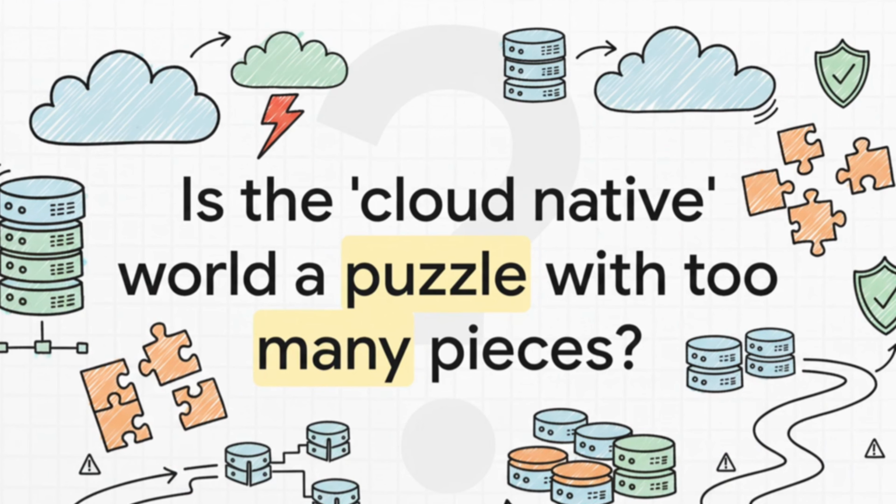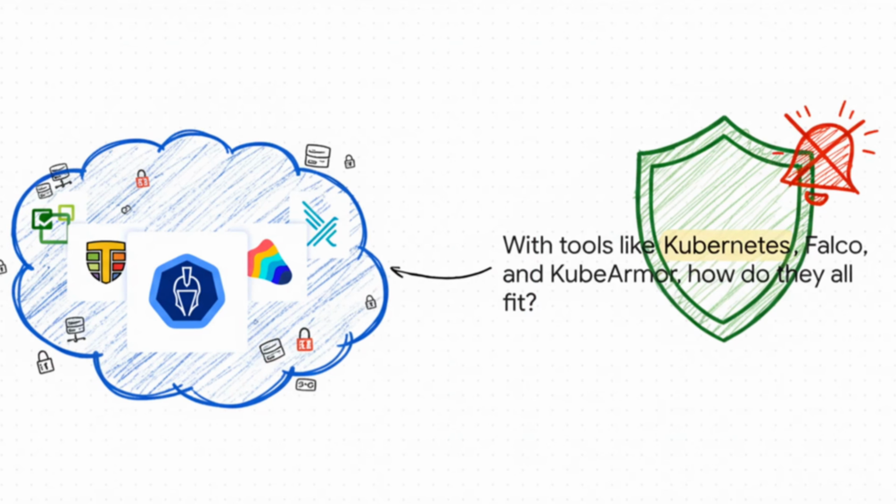So, have you ever looked at the whole cloud-native landscape and just thought, wow, that is a lot? If you have, trust me, you are not alone. It really can feel like you're trying to solve a puzzle with 1,000 tiny pieces. I mean, you see all these logos and projects flying around. Kubernetes, Falco, KubeArmor, the list goes on and on. They're all super powerful on their own, for sure. But the real question is, how in the world do they all fit together? You know, where does one tool's job end and the next one's begin?